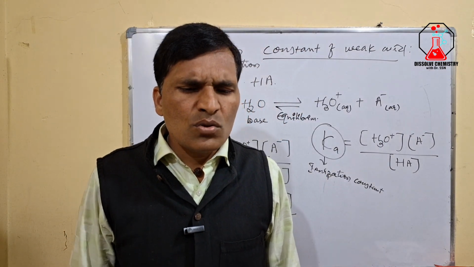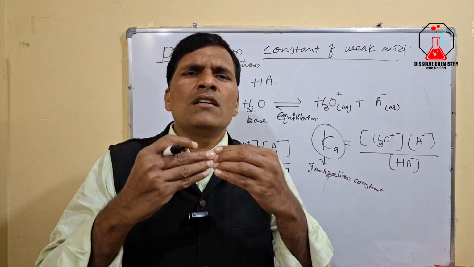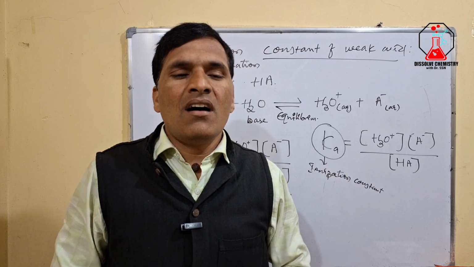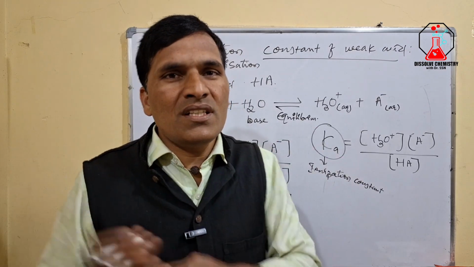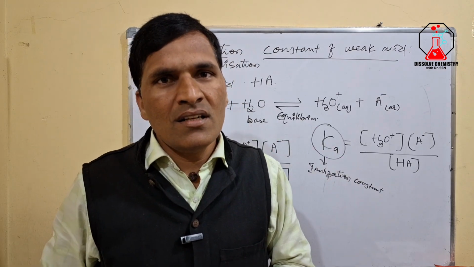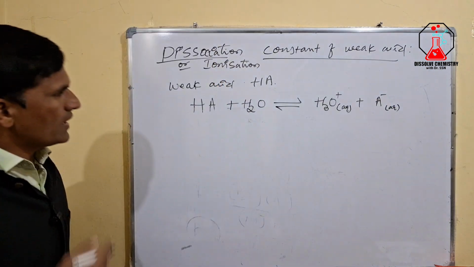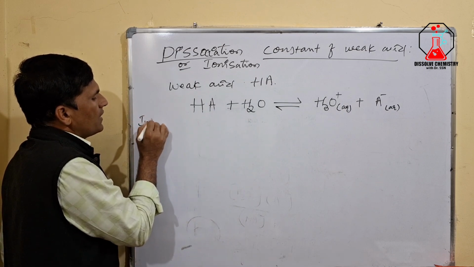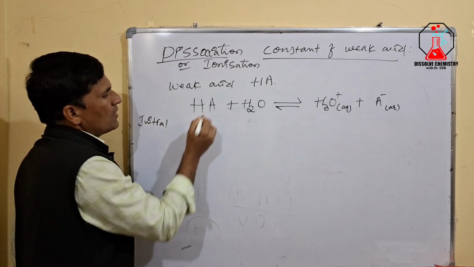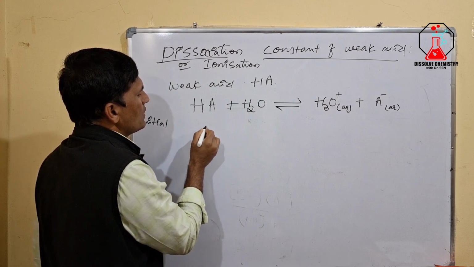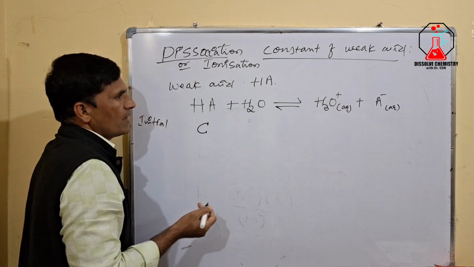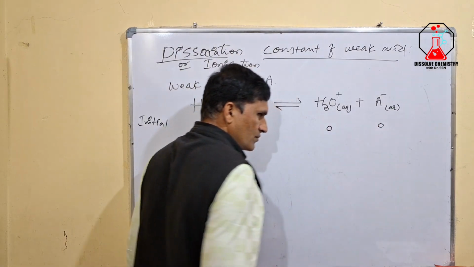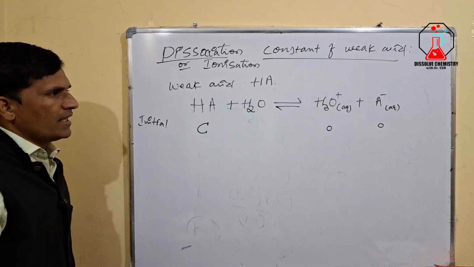Now, to what extent the weak acid has undergone ionization, we call the degree of dissociation or degree of ionization. Let us find that. Let us consider the same equation. Initially, HA will be C, the concentration, and we take the other two as 0, 0.